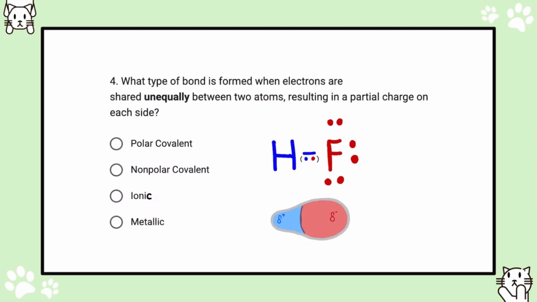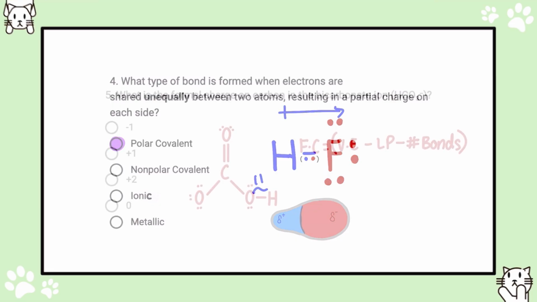Question 4. A partial charge is formed when electron density is pulled towards one atom, giving it a partial negative charge, leaving the other atom to feel electron poor, giving it a partial positive charge. This creates a dipole moment, making the molecule polar. Since we are talking about a bond within the molecule itself, this is covalent and polar.